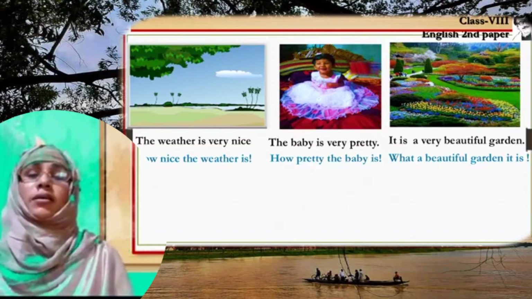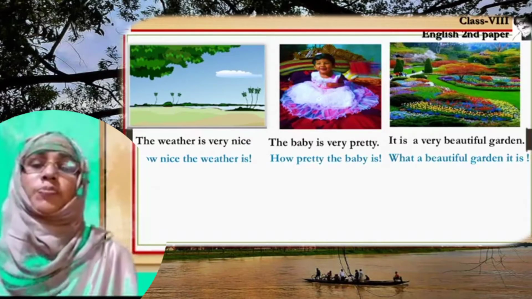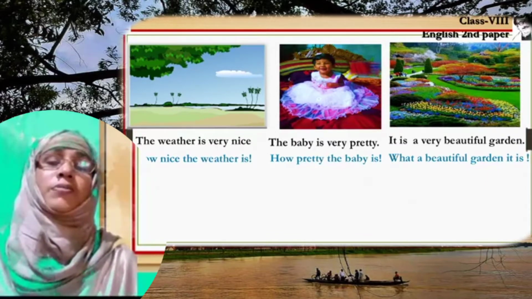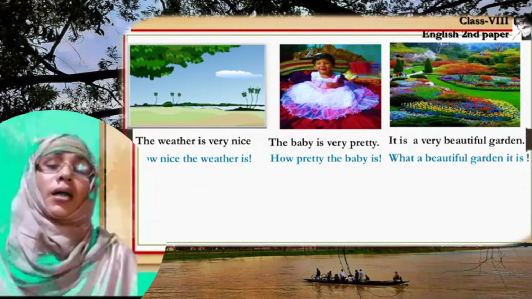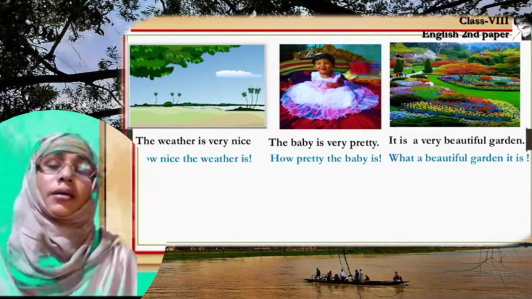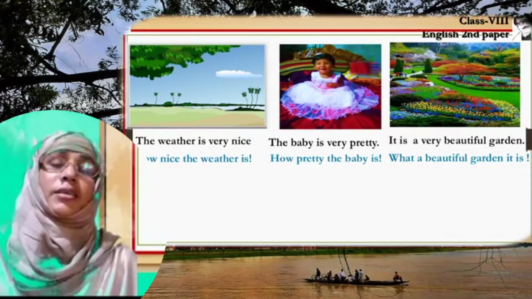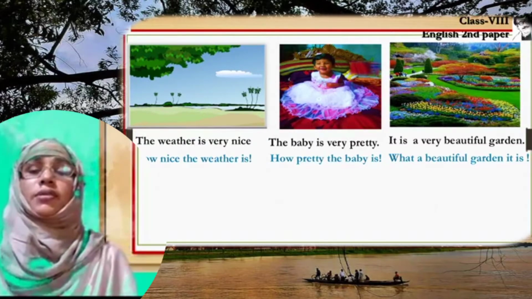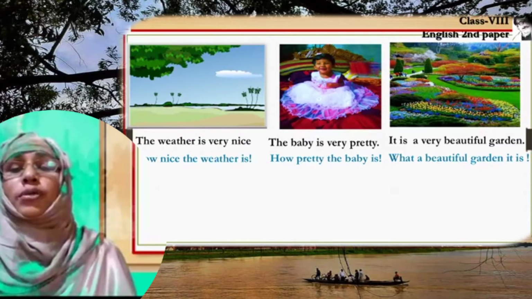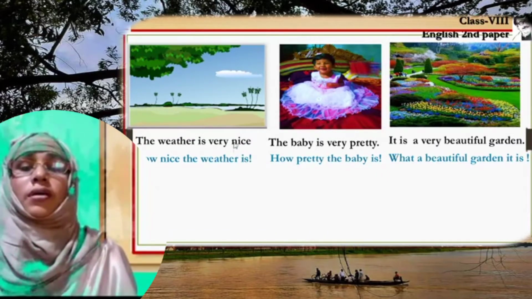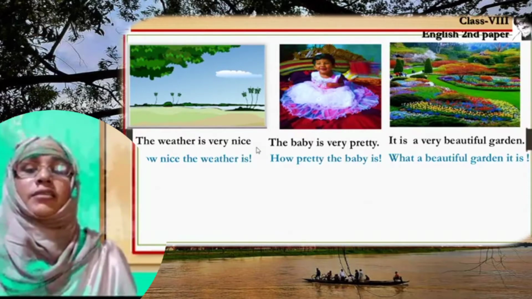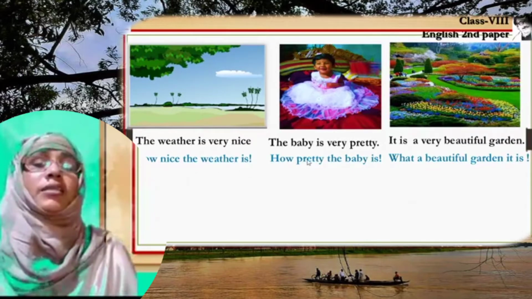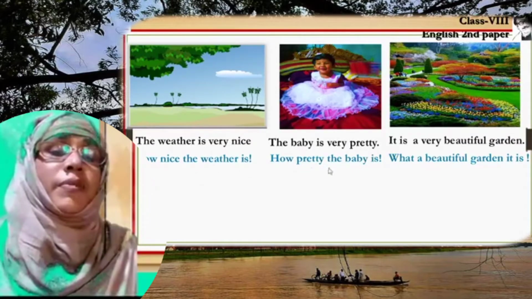You can see, below each picture, a pair of sentences. Look at the sentences and find the differences. Can you find any differences between these 2 rows, first row and second row? In the first row we can see, the weather is very nice, and in the second row, how nice the weather is. Similarly, the baby is very pretty. How pretty the baby is.